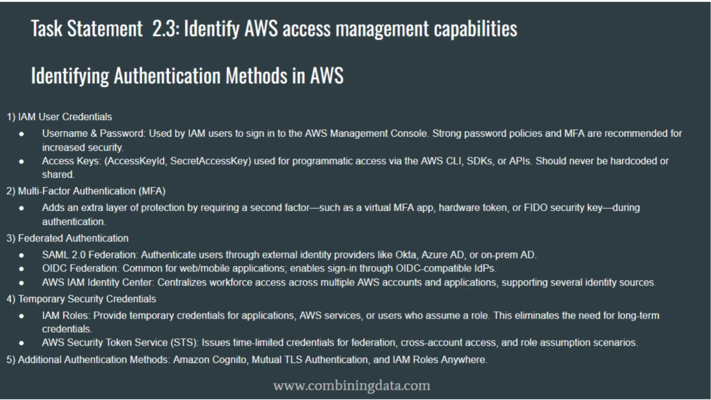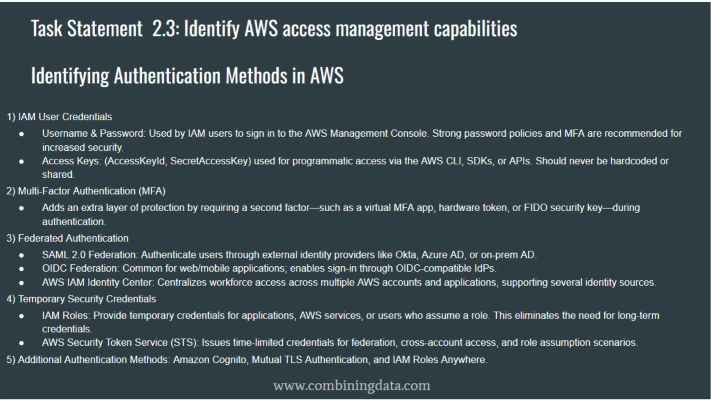Access keys, made up of an access key ID and secret access key, are used for programmatic access, such as through the AWS CLI, SDKs, or APIs. These keys should never be hard-coded, shared, or stored in plain text. If access keys are leaked, attackers can act as that user. This is why AWS encourages minimizing their use and replacing them with roles whenever possible.